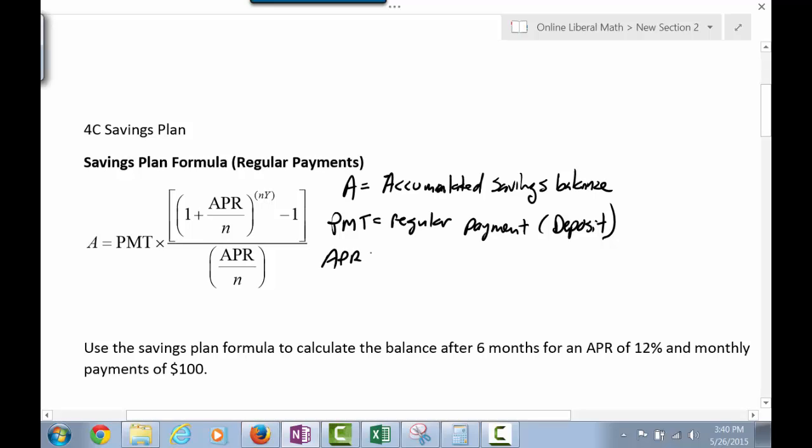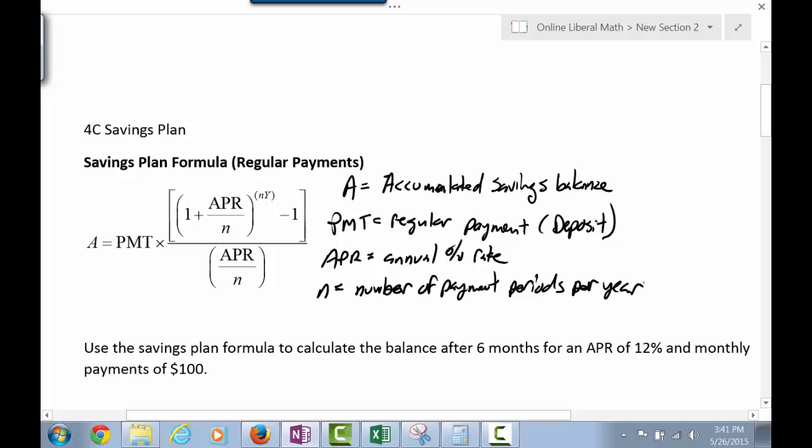APR stands for the same thing it's always stood for, annualized annual percentage rate. N is the number of payment periods per year. So it's kind of like if we compound annually versus compound semi-annually or compound monthly. When we're talking about that in terms of loans, this time we're talking in terms of savings accounts.